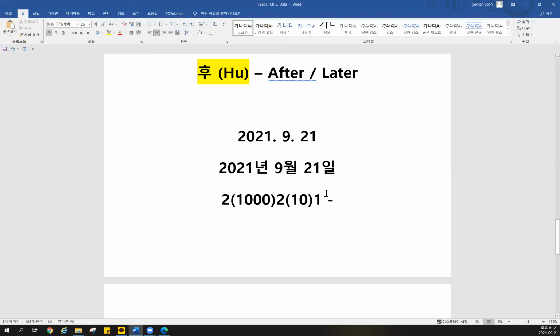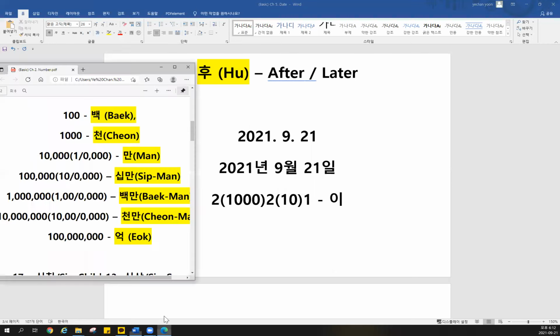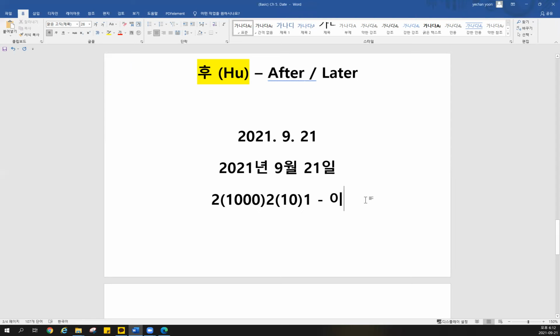Then how can you say 2? 이. And 1000 is what? There we go, 천. And the next one is gonna be what? 2, 이. And what is the 10? 십. And number 1 is 일. So, 2021년. 2021년.